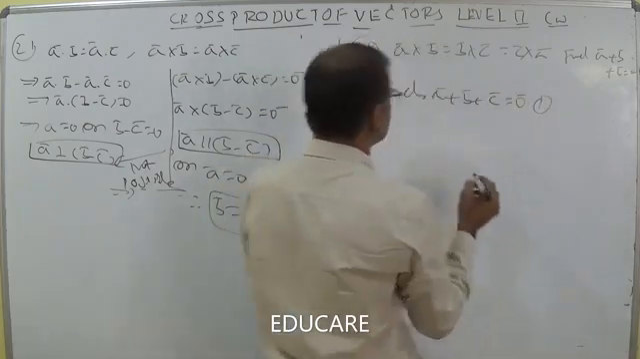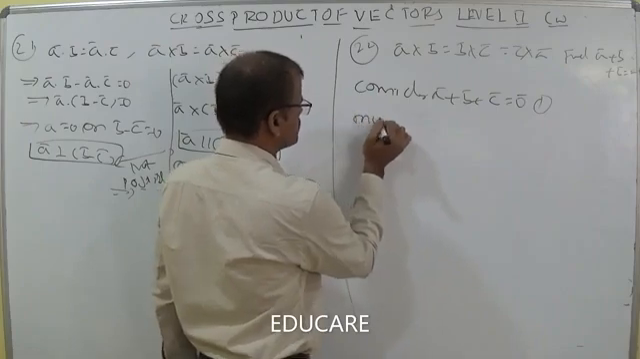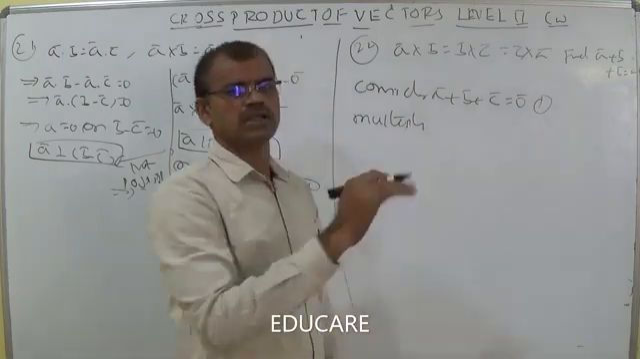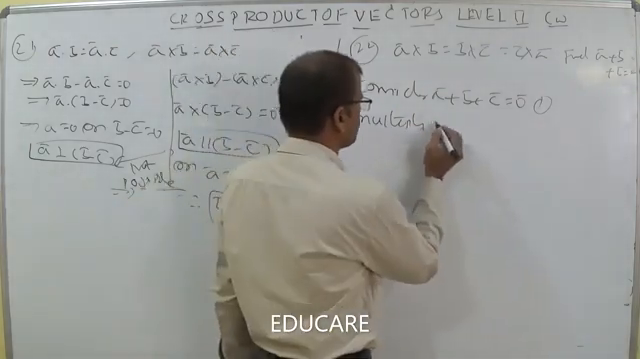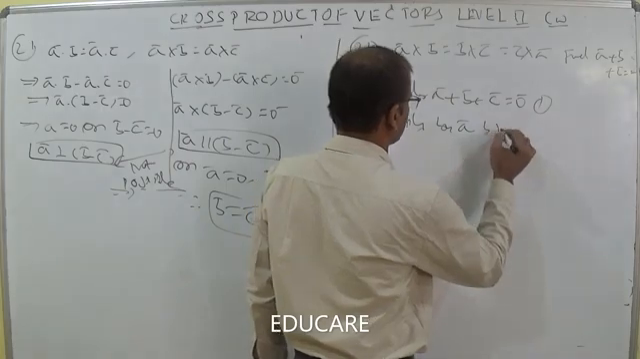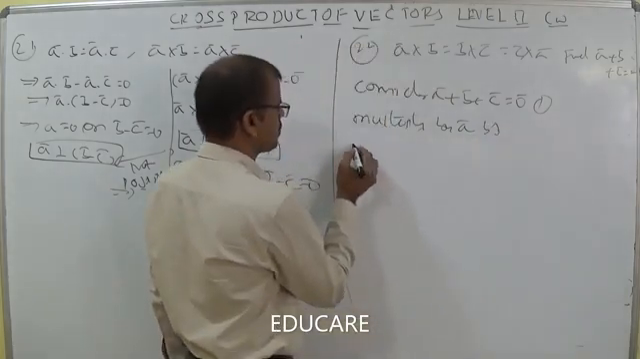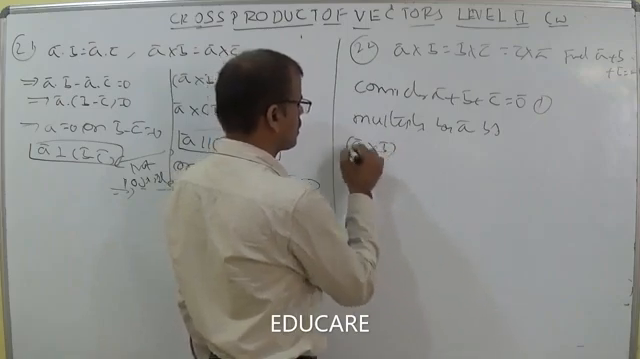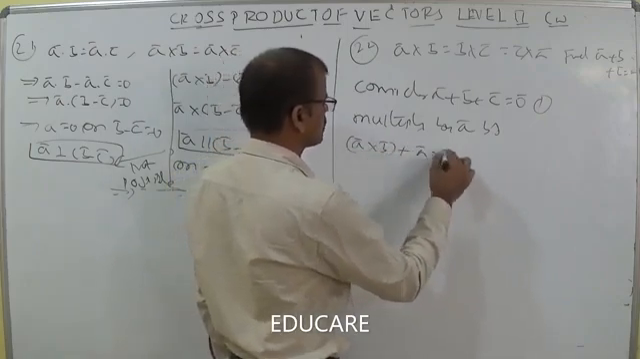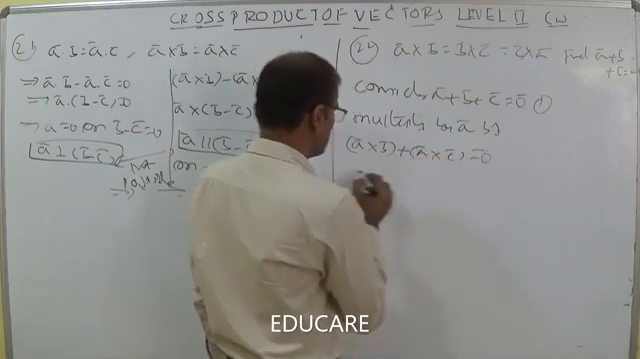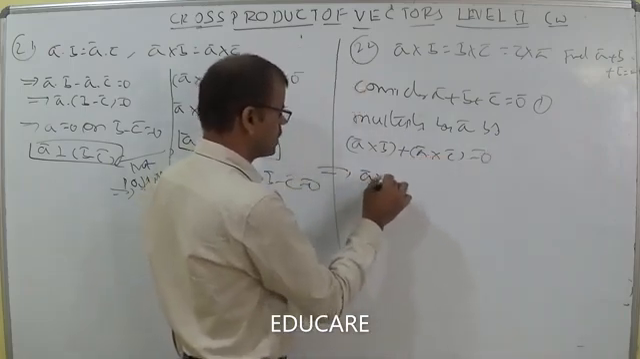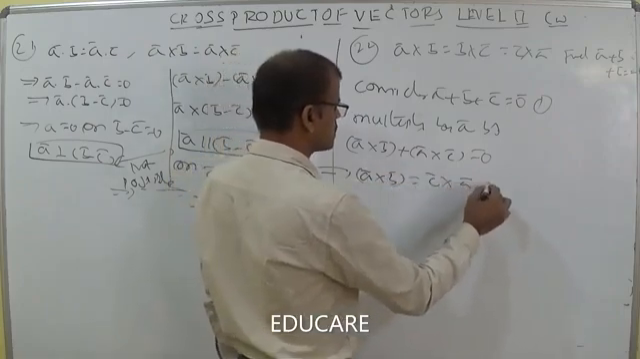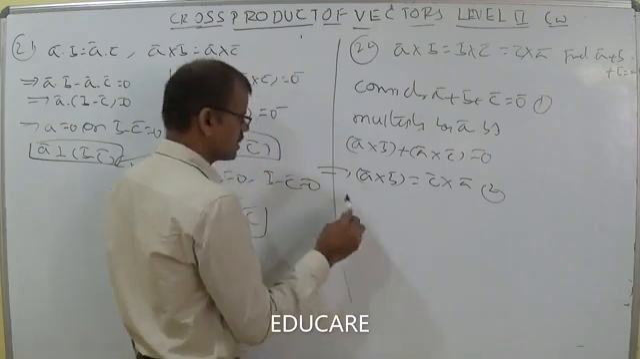Now multiply by A on both sides. Like that, every time, first A bar, next B bar, next C bar, we can multiply. Multiply by A bar on both sides. A cross A becomes 0. You can write here A cross B plus A cross C equal to 0 bar. Then you can say that A cross B minus C cross A equal to 0. This is C cross A. Let it be the second equation.